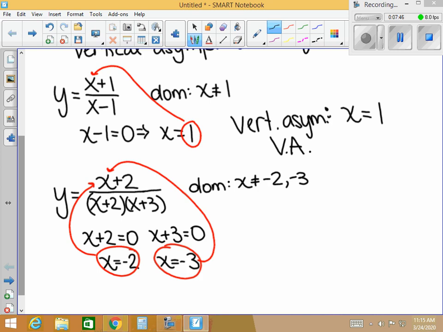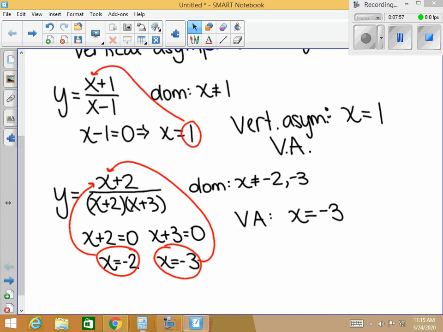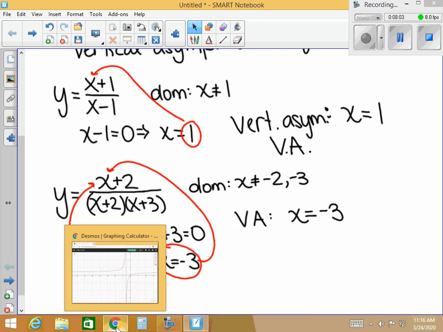But in terms of vertical asymptotes, the only vertical asymptote is the vertical line x equals -3. Because -2 made the bottom 0, but it also made the top equal to 0.